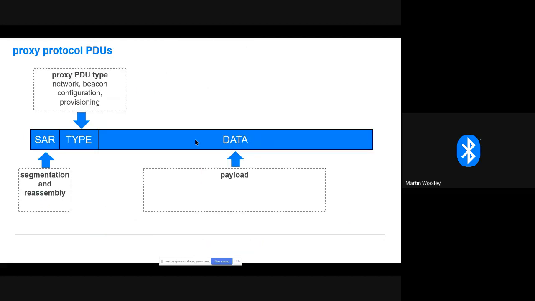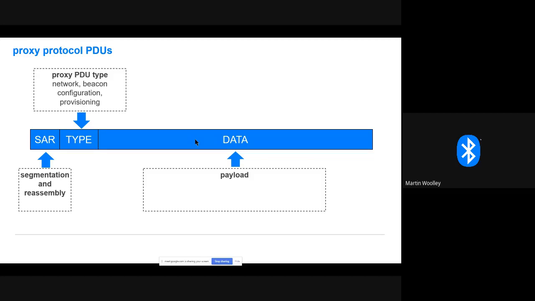Now, what exactly do we write in those characteristic values? All we ever write in reality are byte arrays, but what is in those byte arrays? Proxy protocol PDUs have a very high level structure. At the very beginning, there's a bit that says whether what you're writing is the full proxy PDU or just part of it, because you can have ones that are too long for an individual write operation. You can split them up, or segment them, and the remote device will reassemble those parts for you.